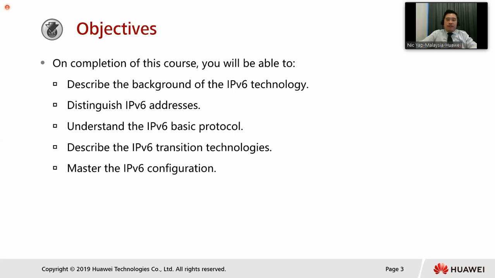For this objective, we will describe the background of IPv6 technology, distinguish IPv6 addresses, and understand the basic V6 protocols, what protocols are used inside IPv6, like ICMP and ARP, and how they are used in IPv6. We will also describe IPv6 transition technology, such as 6to4, NAT 6to4, 6to4 tunnels, and IPv4 to IPv6 tunnels, all the tunneling methods under the transition. And last is how we are going to configure IPv6.